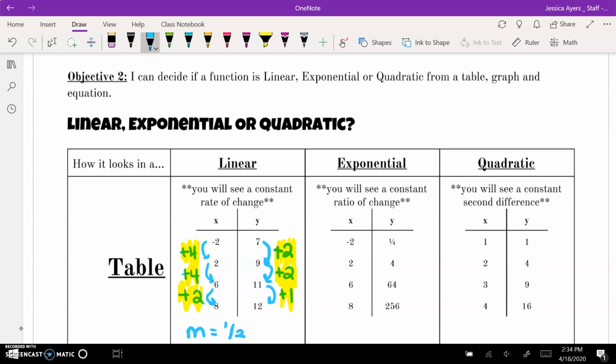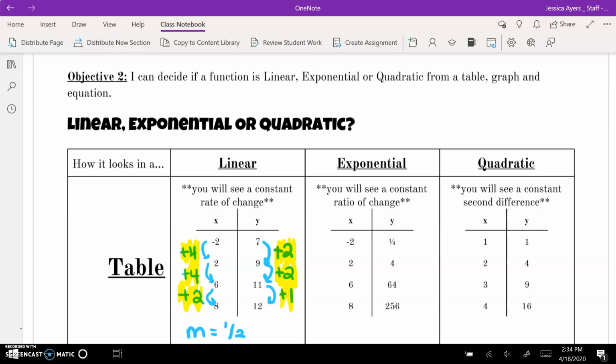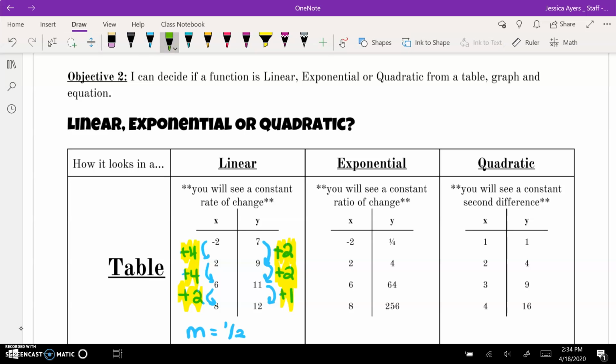When you look at an exponential function, you want to see a constant ratio of change. So you want it to be multiplying by the same amount every time. So I see that 1/4 times 16 is 4. Again, you can get that by doing 4 divided by 1/4, which is the same as doing 4 times 4, which is 16. 64 divided by 4 also gives us 16, and 256 divided by 64 only actually gives us 4. So now we see that we didn't multiply by the same thing the whole way down.